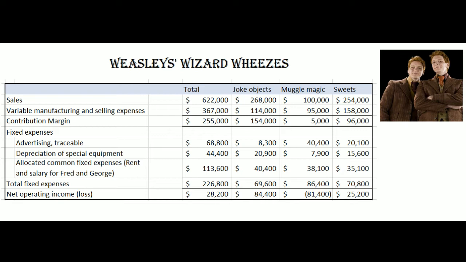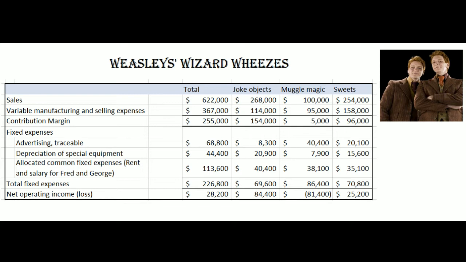So right here we can see all the costs for the three different segments and the total for the company: their sales, the variable manufacturing and selling expenses, the contribution margin, and all the fixed expenses, which are the advertising, which is traceable, depreciation of special equipment, and allocated common fixed expenses, which is the rent of the store and the salary for Fred and George, who are the CEOs.